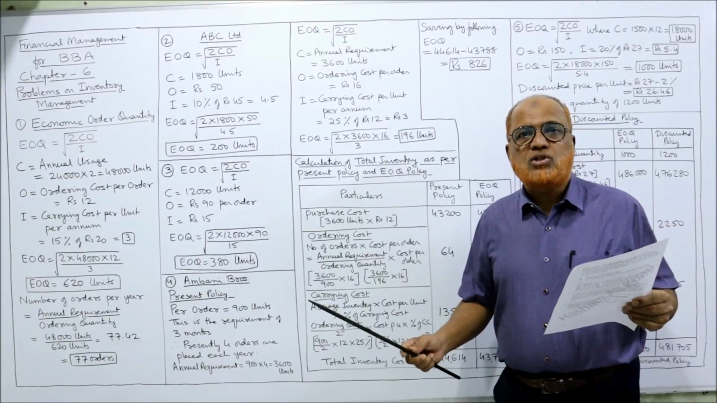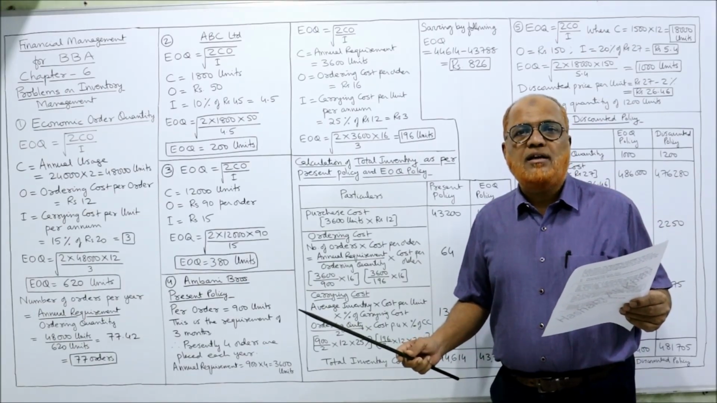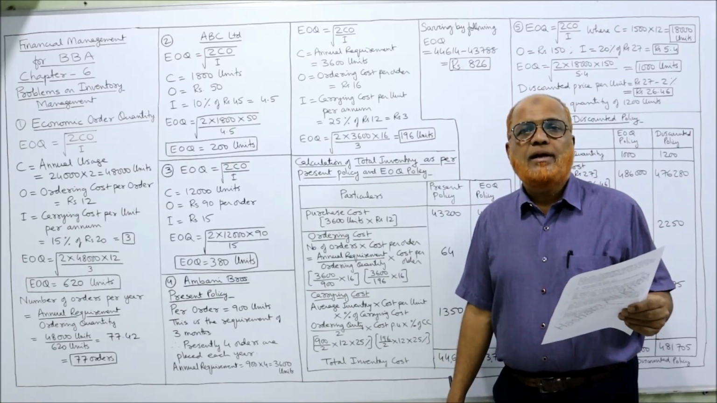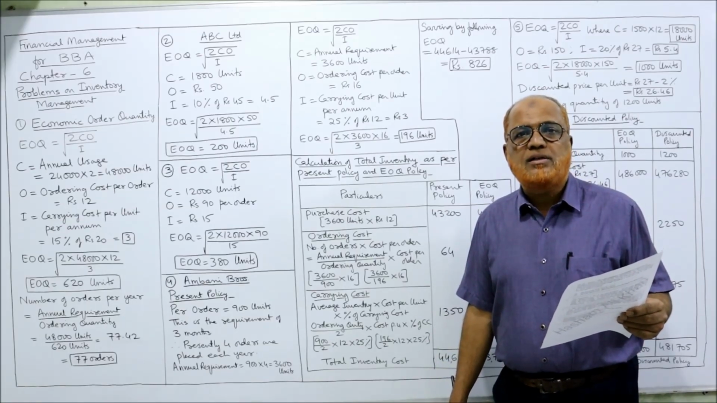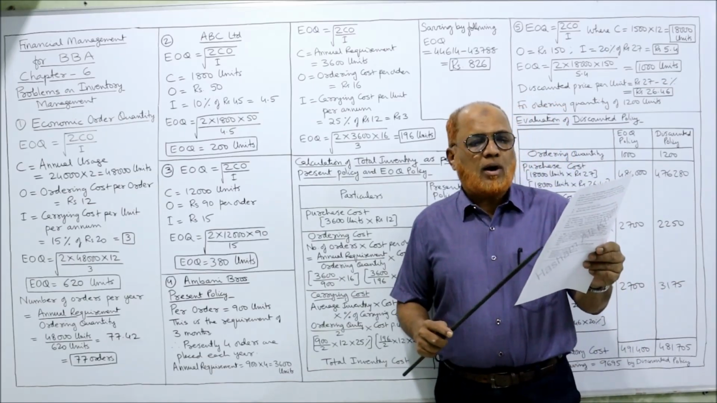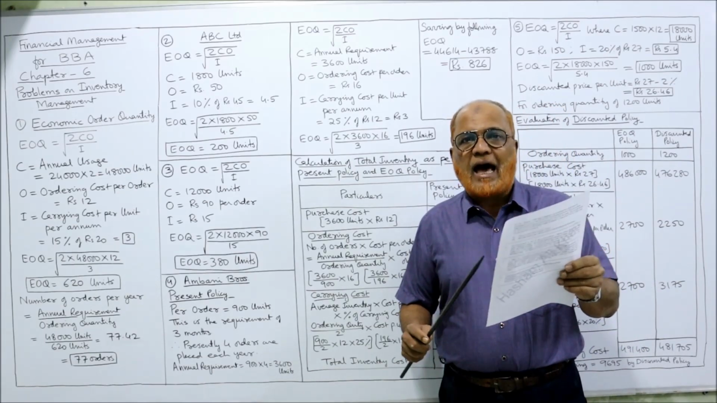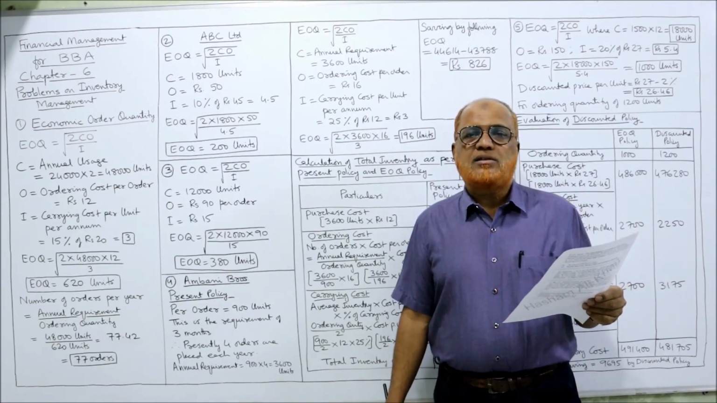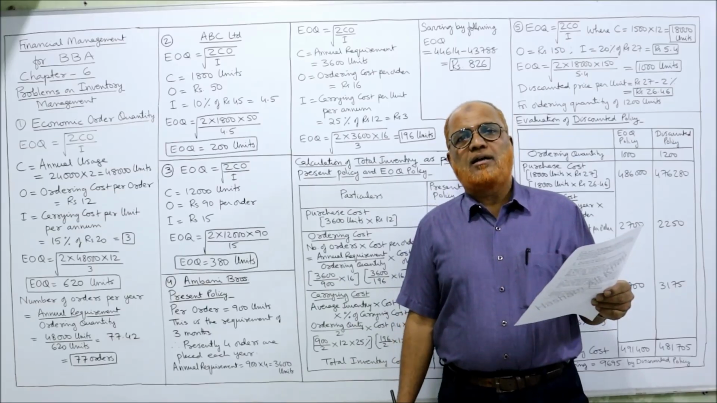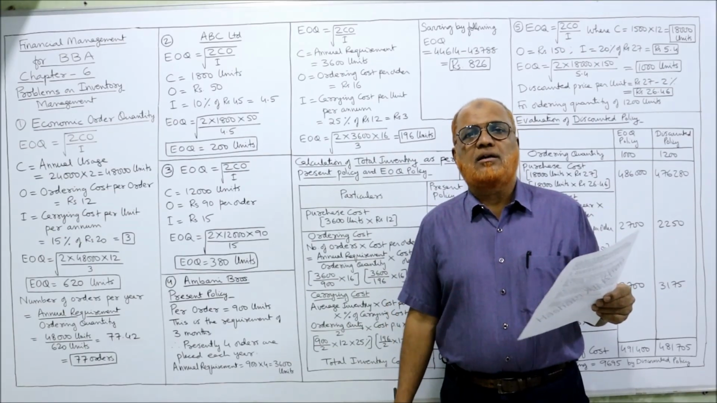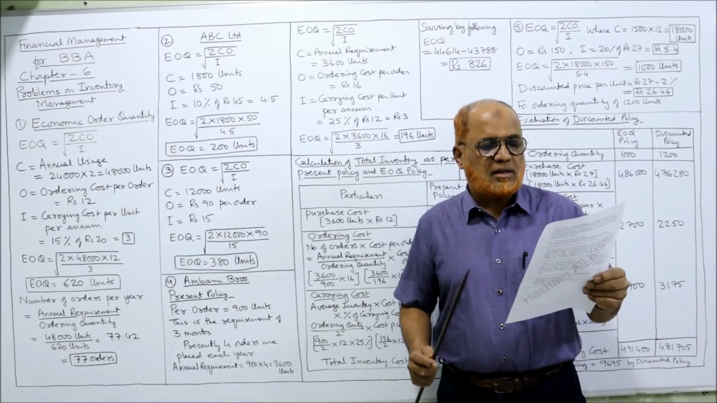So 1 year how much? How many quarters are there in a year? 4 quarters. So 900 into 4. You will get 3,600 units as the annual requirement. We don't require the requirement for 3 months. We want the annual requirement. If 900 units is for 3 months, how much will it be for 12 months? So 900 into 12 by 3, you will get 3,600 units.